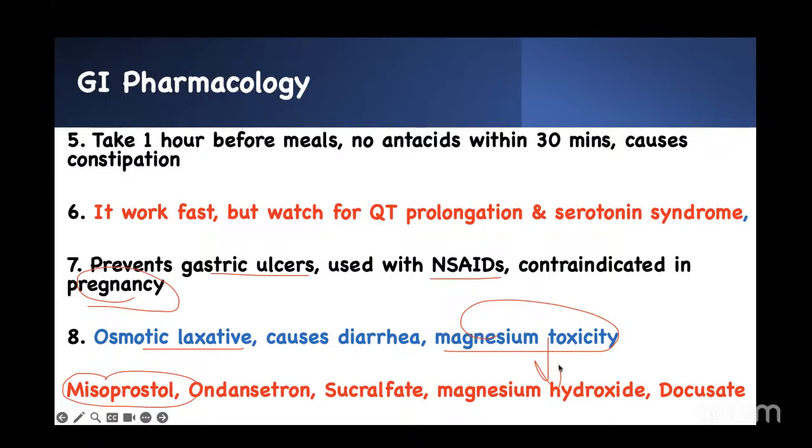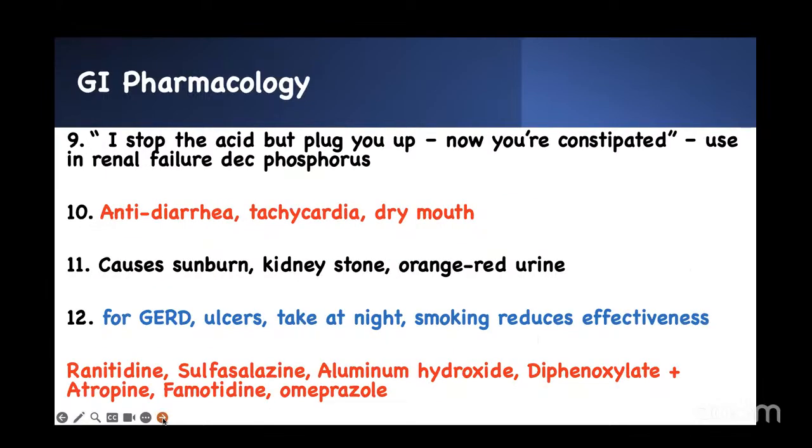So if you know the answer, you can put it up, but these are GI medications I want you to be familiar with. And this is the way to summarize the content for you, straightforward, in an easy way, as much as possible. How about this one? Try your luck. I stopped the acid with an antacid, but it does what?